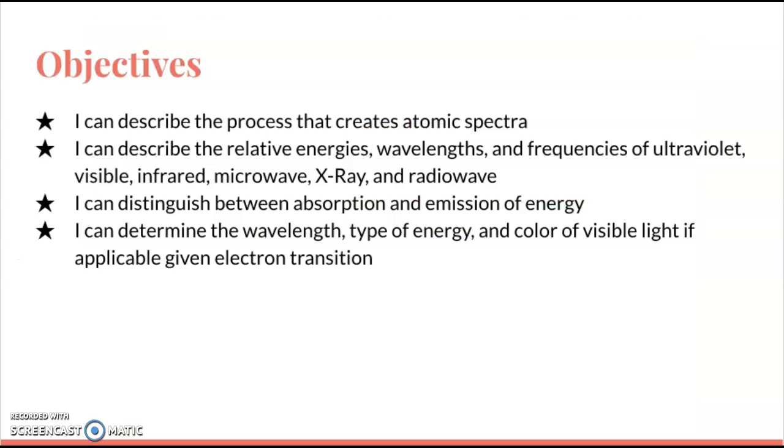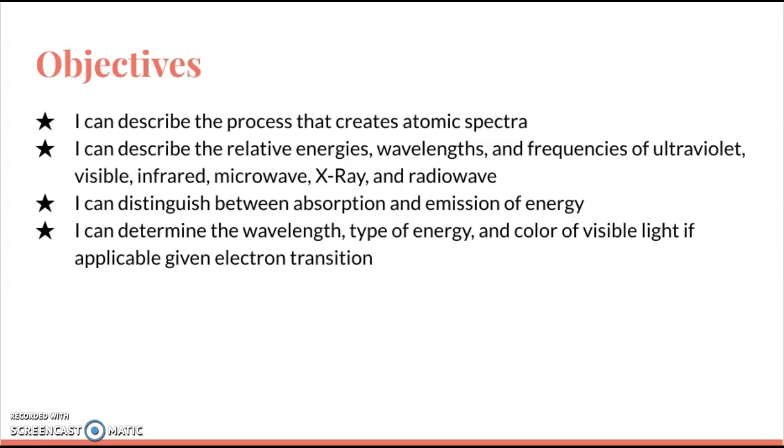All right, and through that, we're going to be looking at these objectives here. There's a lot of them. I'm so sorry for all of your writing, but you're going to be able to describe the process that creates atomic spectra. You're going to be able to describe relative energies, wavelengths, frequencies of ultraviolet, so UV, visible, infrared, which is IR, microwave, X-ray, and radio waves. You're going to be able to distinguish between absorption and emission of energy. And you can determine wavelength, type of energy, and color of visible light if applicable, given your electron transition.